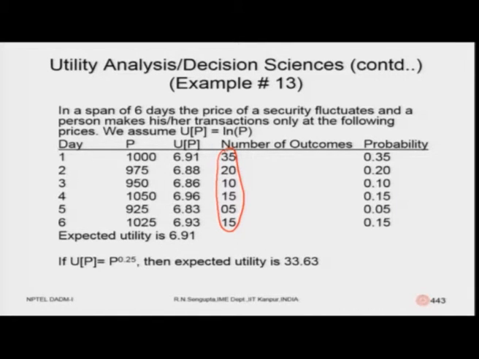The probability corresponding to a utility of 6.91, the first value, is 0.35, and so on. Going along the last column, the probabilities are 0.2 for 6.8, 0.1 for 6.86, 0.15 for 6.96, 0.05 for 6.83 and 0.15 for 6.93. The probabilities obviously should sum up to 1, and then if I need to find the expected value, it will be like this.